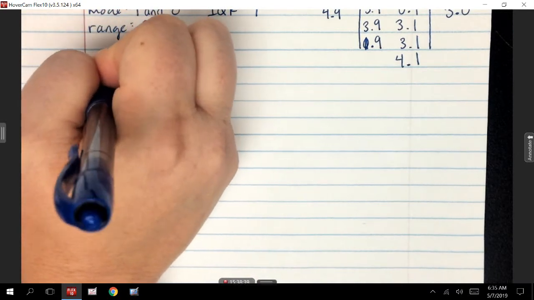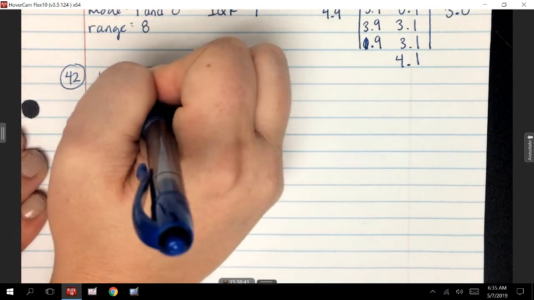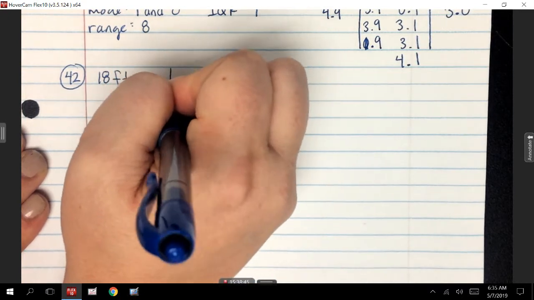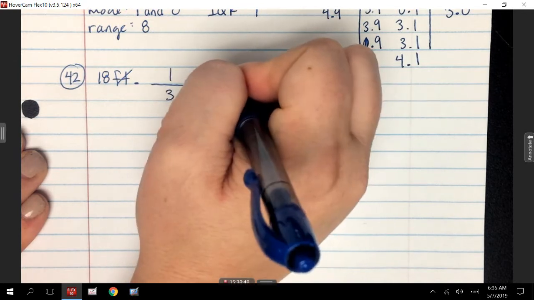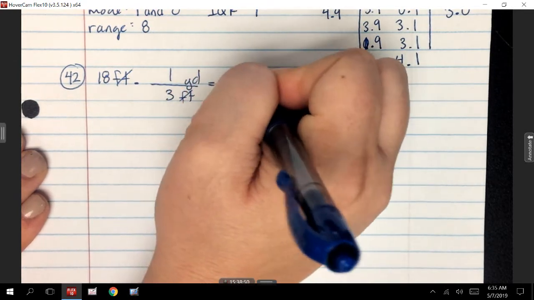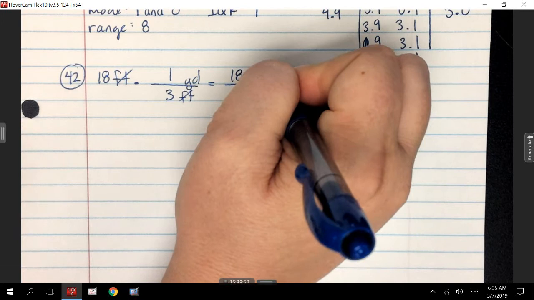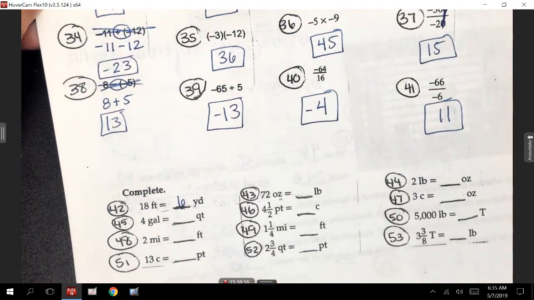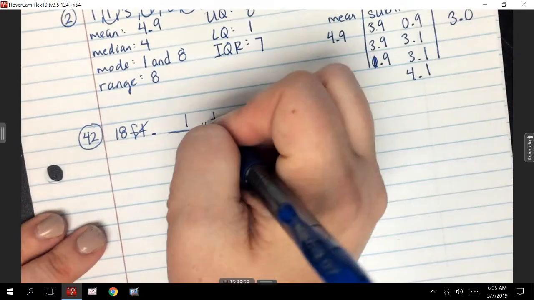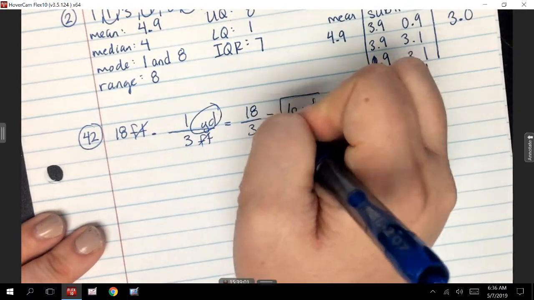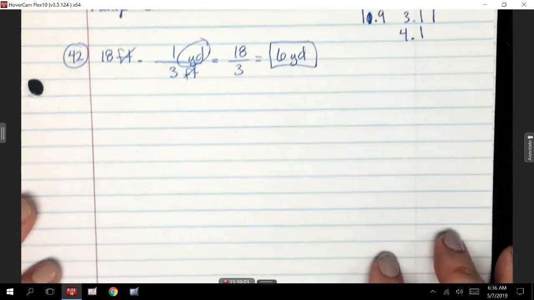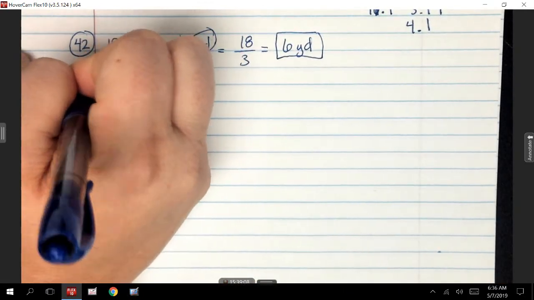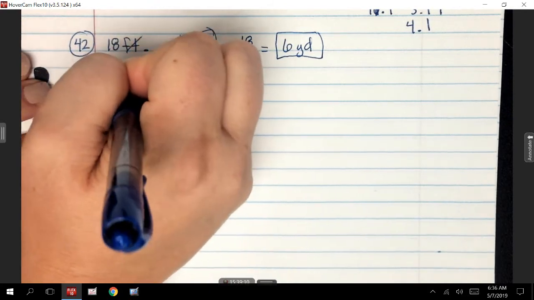We're given 18 feet, and I'm wanting to change my feet to yards, and I know 1 yard is 3 feet. So that gives me 18 over 3, which equals 6. So on my answer blank, I would fill in 6. All right? And this was yards. And I'm just going to write my answer here with the measurement so I don't have to keep going back and forth.